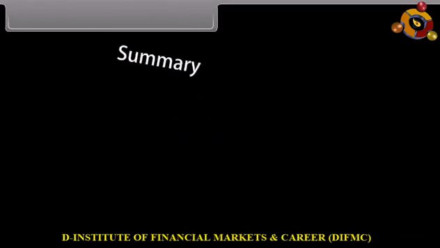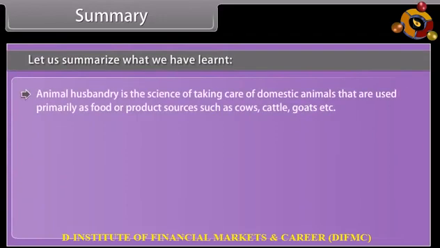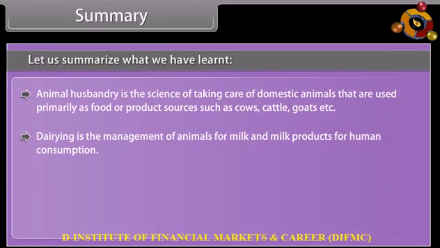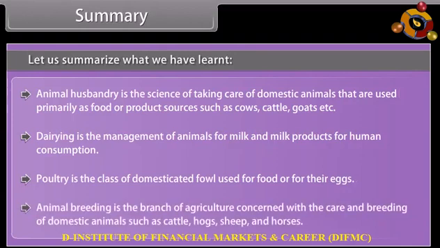Summary. Let us summarize what we have learned. Animal husbandry is the science of taking care of domestic animals that are used primarily as food or product sources such as cows, cattle, goats, etc. Dairying is the management of animals for milk and milk products for human consumption. Poultry is the class of domesticated fowl used for food or for their eggs. Animal breeding is the branch of agriculture concerned with the care and breeding of domestic animals such as cattle, hogs, sheep, and horses.